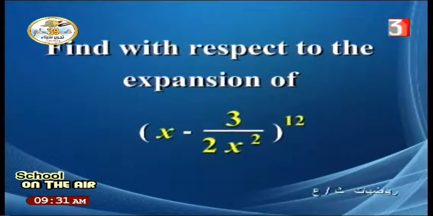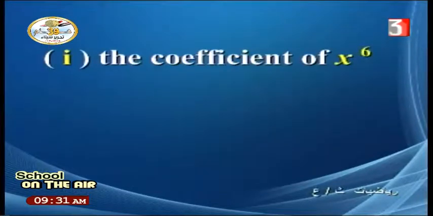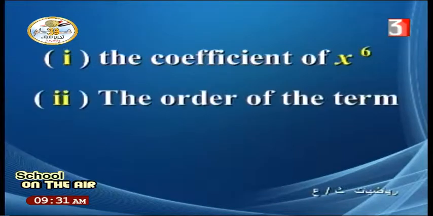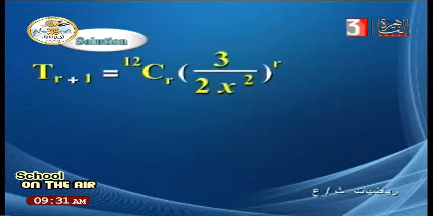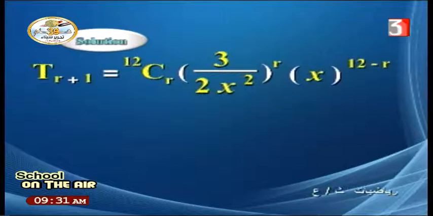Another example. Find, with respect to the expansion of (x minus 3 over 2x squared) to the power 12, the coefficient of x power 6. That is number 1. The order of the term free of x is number 2. Remember, my dear students, the general term T(r+1) equals 12Cr, second term power r, first term power 12 minus r.